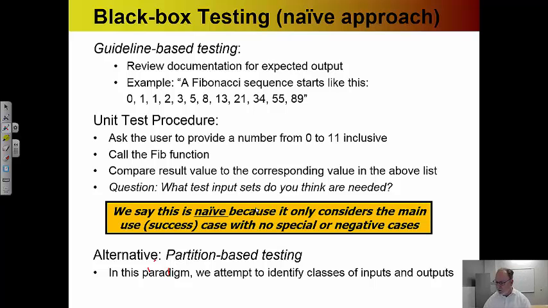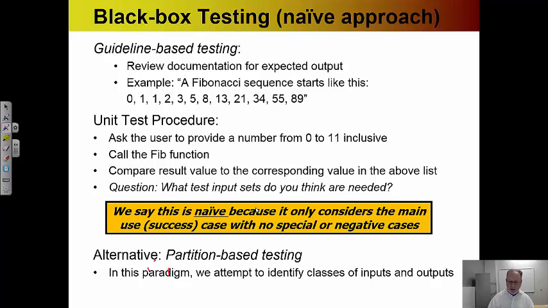A naive approach to black box testing does that, right? It says review the documentation for expected output. So you may have documentation that's something benign, like a Fibonacci sequence starts like this, and it lists 0, 1, 1, 2, 3, 5, 8, 13, 21, 34, 55, 89. I imagine you encountered Fibonacci sequences when you were doing your induction proofs and your recursive programming, but if you haven't before, a Fibonacci sequence is a function where the current result is based on the sum of the two previous results.